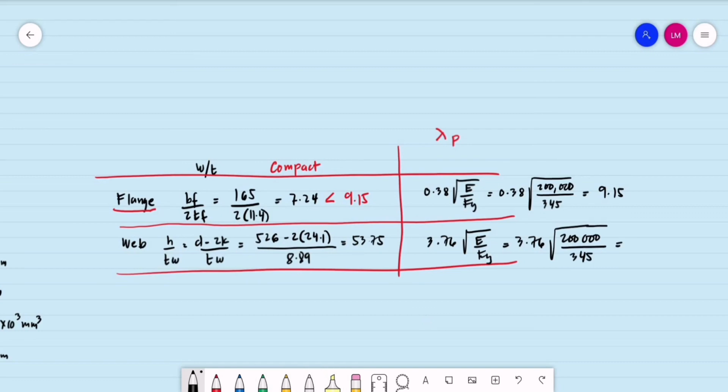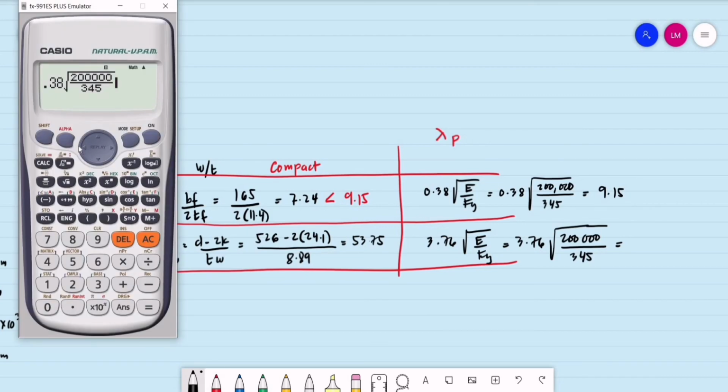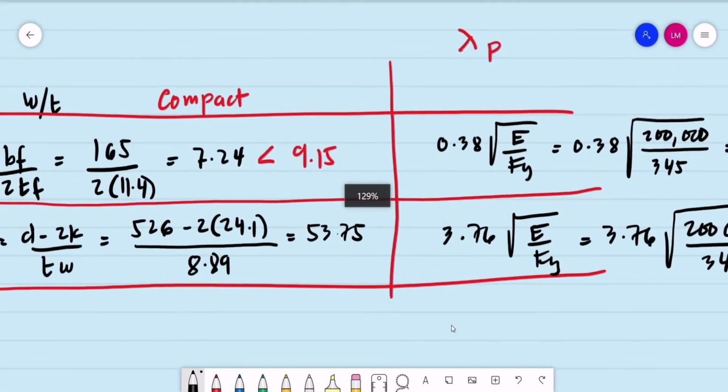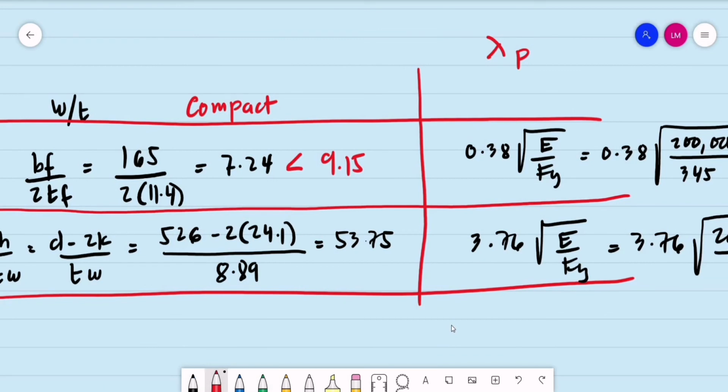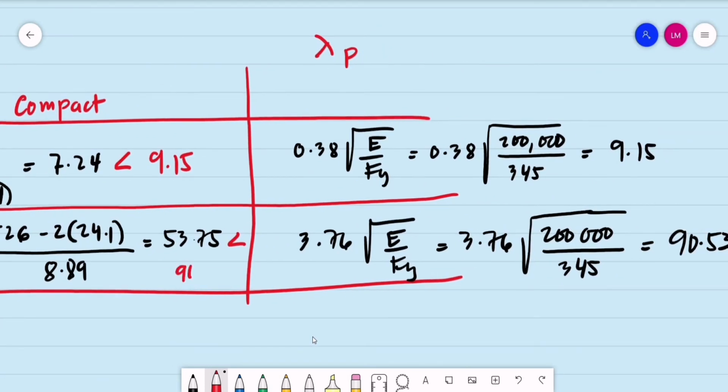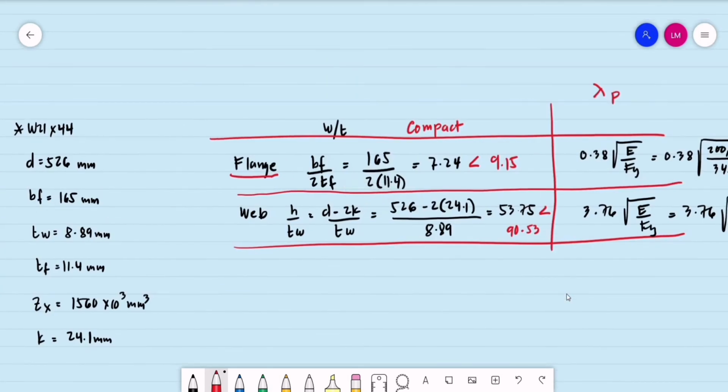Let us just edit this one. Here we replace 0.38 with 3.76, and that gives us 90.53. Again, if we observe, the value of the width to thickness ratio is less than the value of lambda sub p, which is 90.53. Therefore, we can now conclude that both the flange and web are compact.